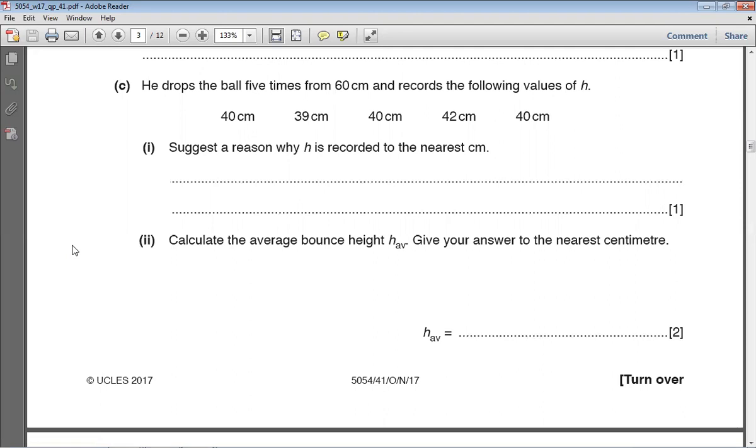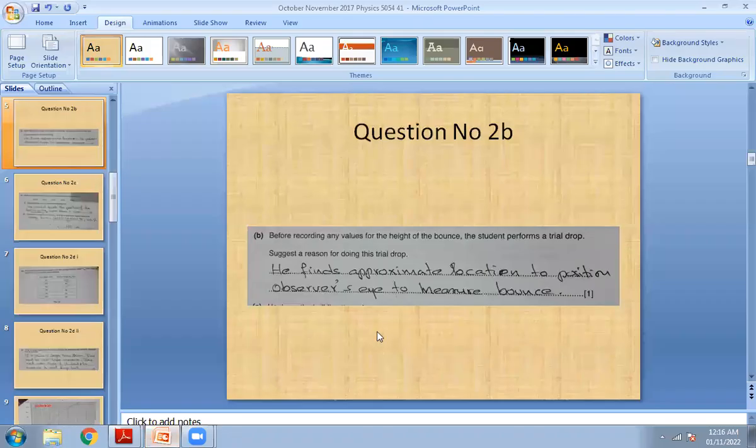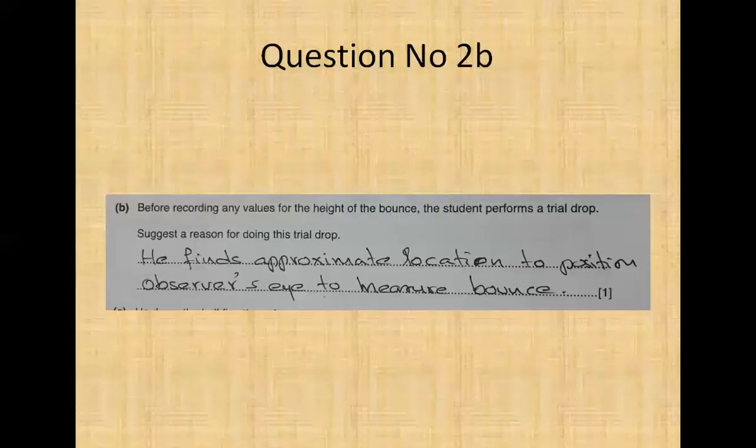It's in the bounce, so it's moving quickly, and so it's difficult to measure very accurately the position of the ball at its highest point. That's why you do not go beyond the centimeter. That's why we have measured up to a centimeter. Hopefully you understand my point. Let me show you my written answer, and here we go.